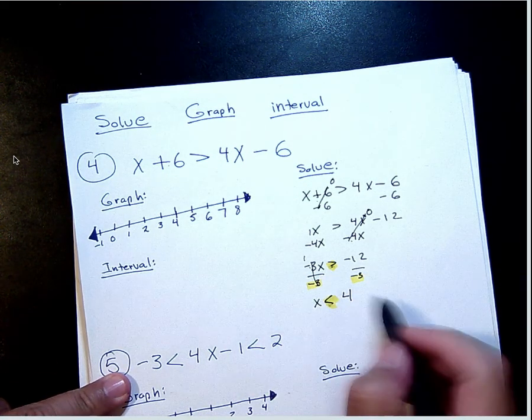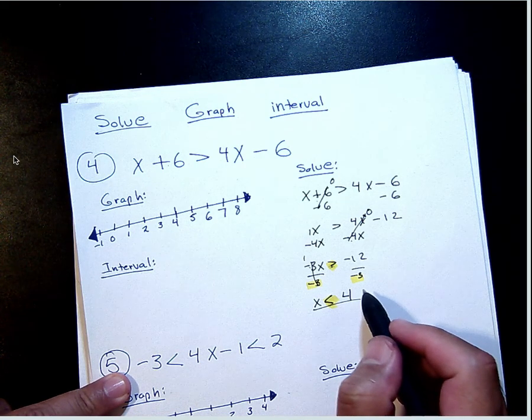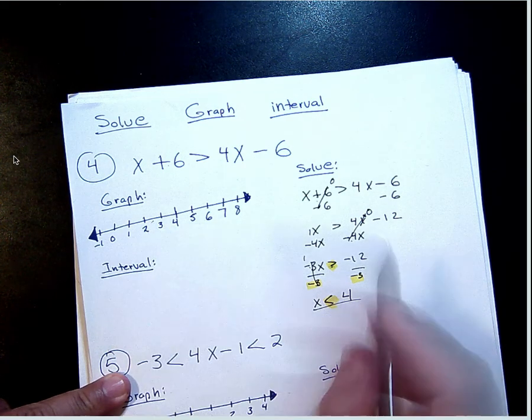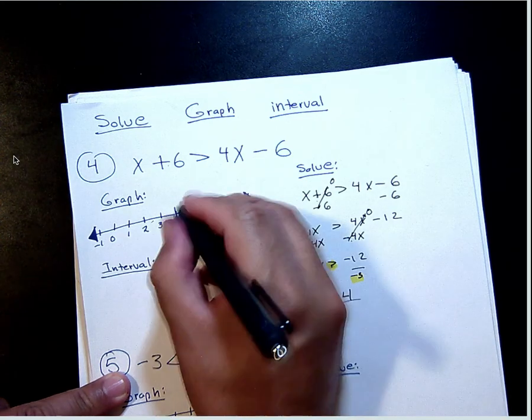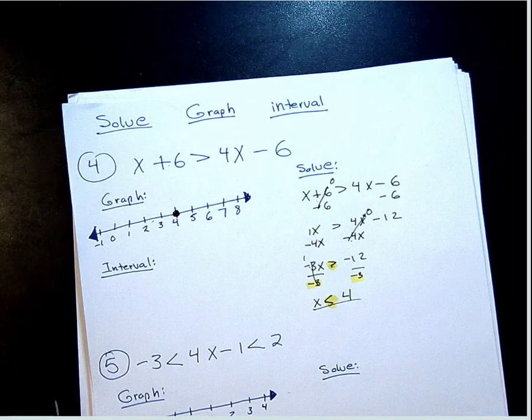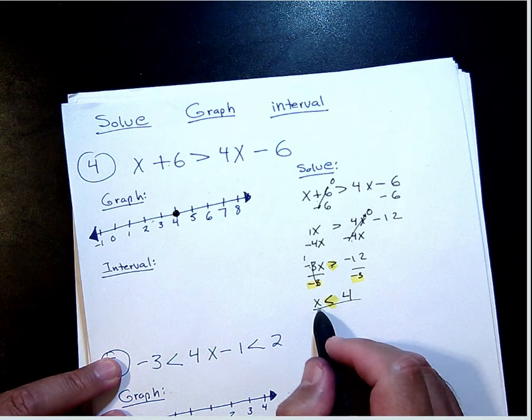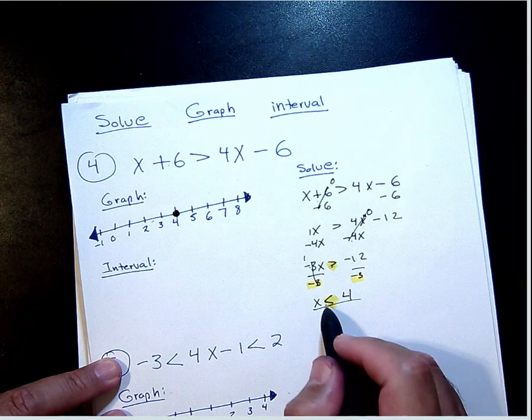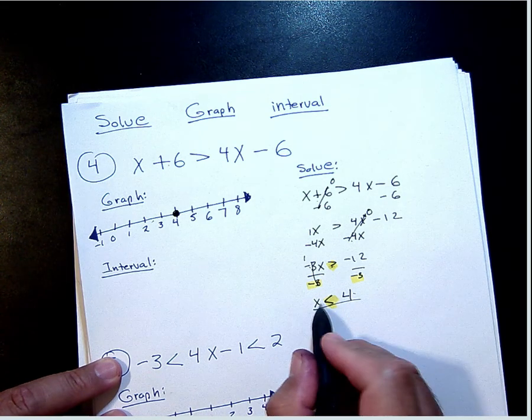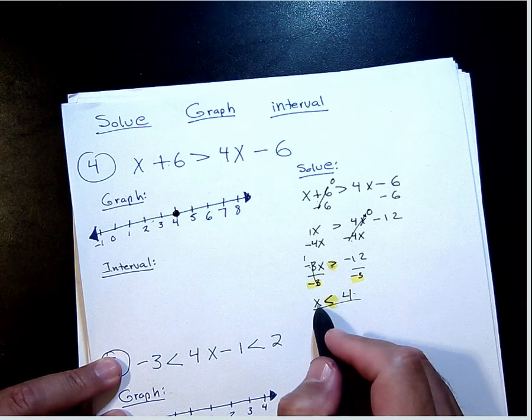Okay, now we have the inequality solved. We solved for it. Now we need to graph. How do you graph? Find 4. Let's try here. And then what direction is x going? Remember that the arrow points away, but sometimes it doesn't if it's on this side. So we know it's pointing that way, but it's better if you read it and understand the concept.